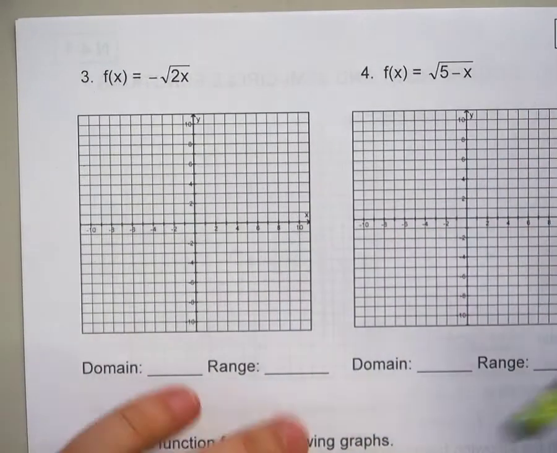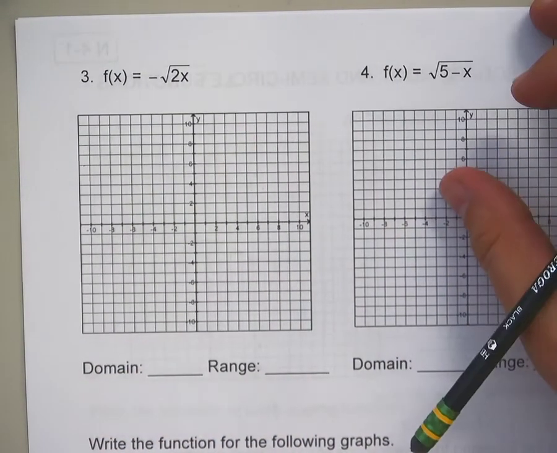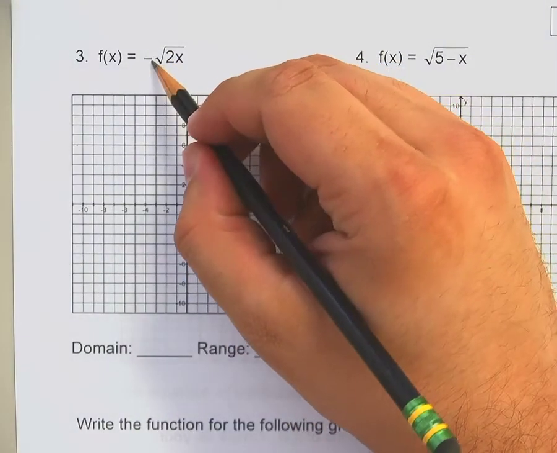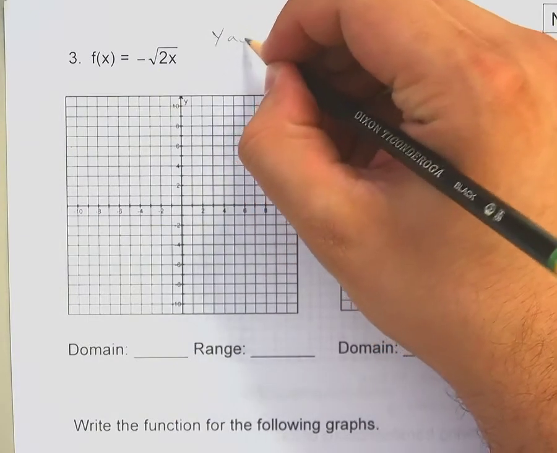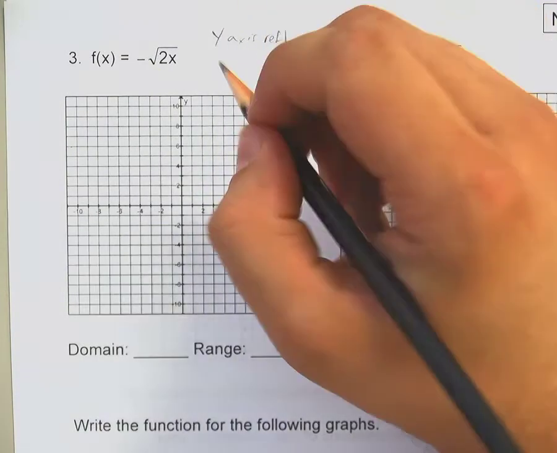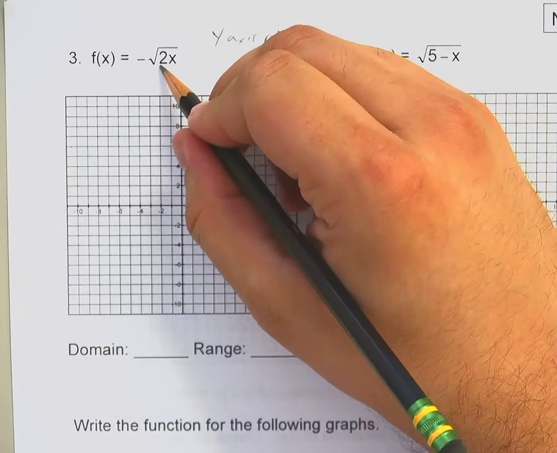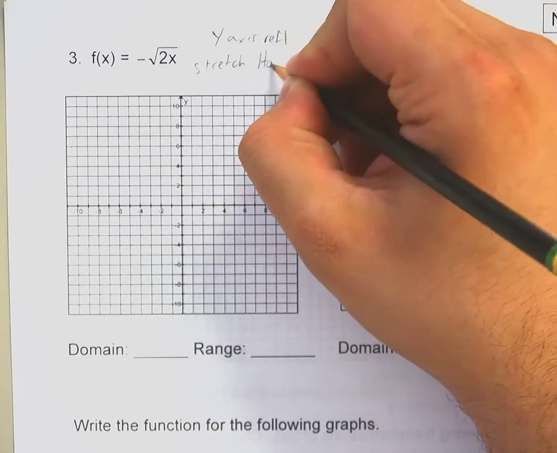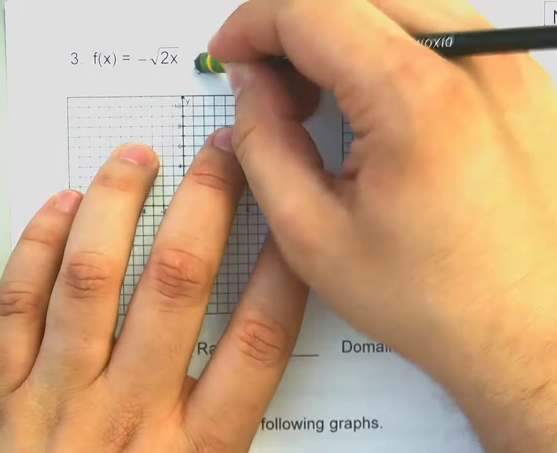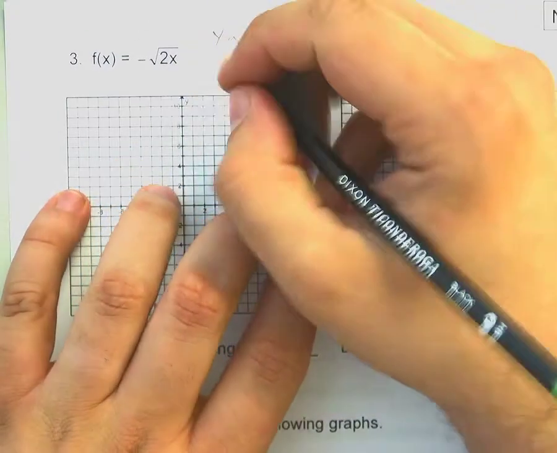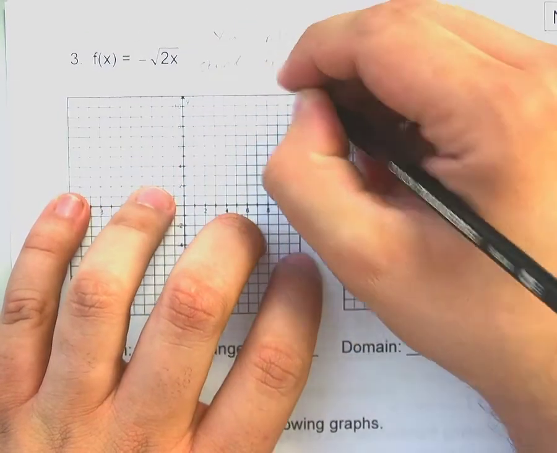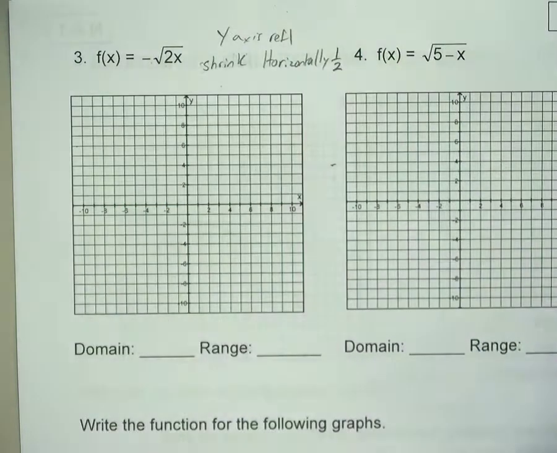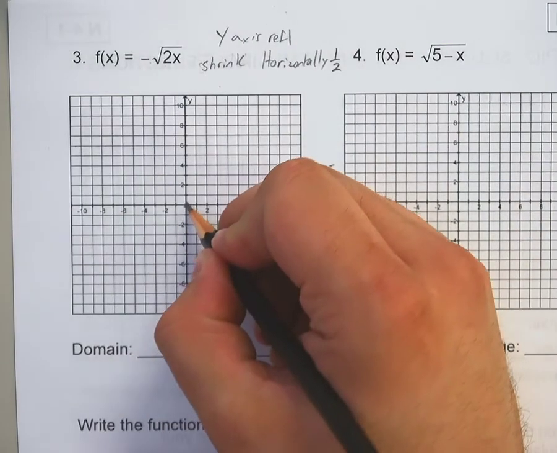Number 3 here, we've got negative square root of 2x. So I'm going to list off all the stuff that this does here. The negative outside of the square root is a y-axis reflection. The 2 on the x means I'm going to stretch horizontally, or excuse me, shrink horizontally. What am I doing? It's inside the parentheses, so it's the opposite. Shrink horizontally by 1/2.